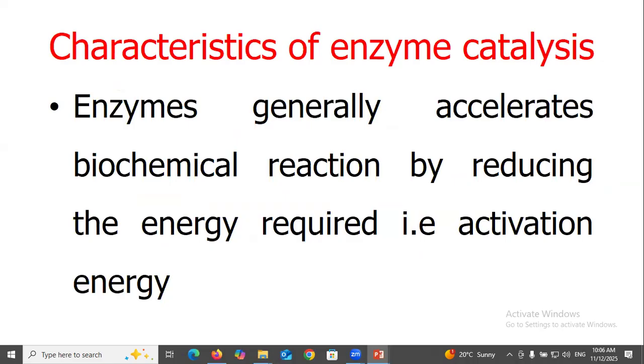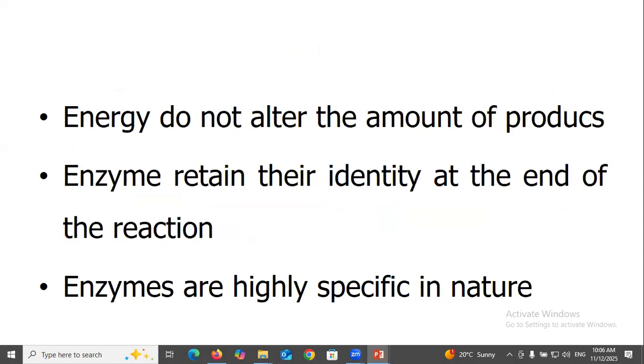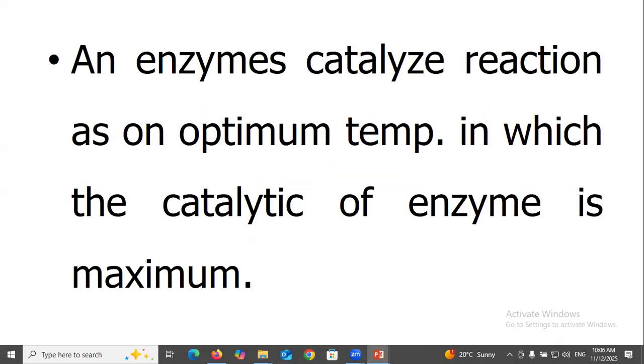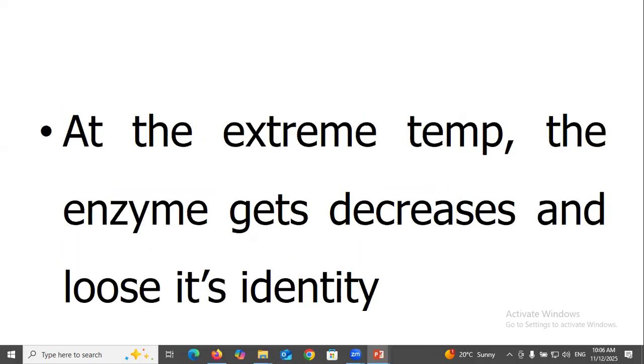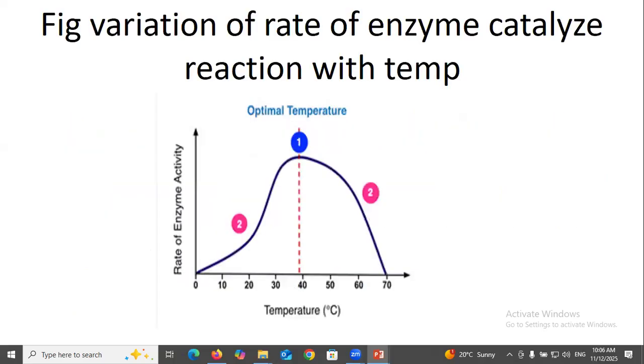Characteristics of enzyme catalysis. Enzymes generally accelerate biochemical reactions by reducing the activation energy required. Enzymes do not alter the amount of products. Enzymes retain their identity at the end of the reaction. Enzymes are highly specific in nature. Enzyme catalyzed reactions have an optimum temperature at which the catalytic activity of the enzyme is maximum. The rate of reaction decreases as the temperature increases or decreases from the optimum value. At extreme temperature the enzyme gets denatured and loses its identity.